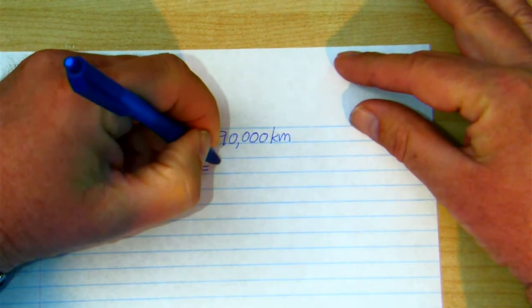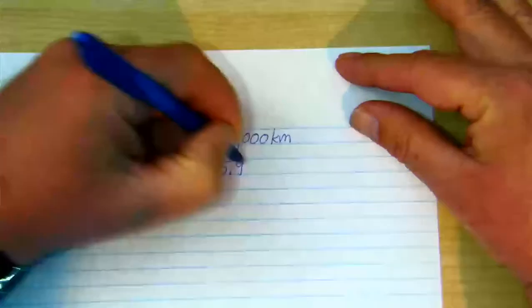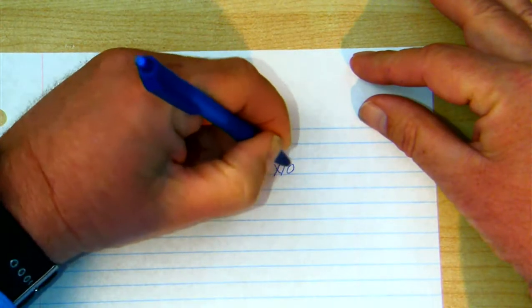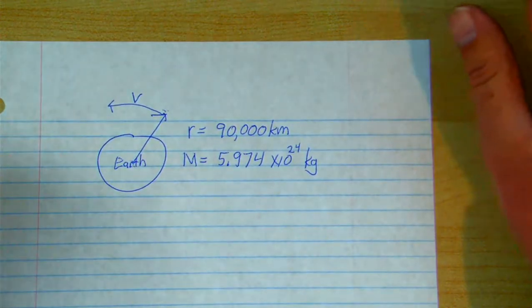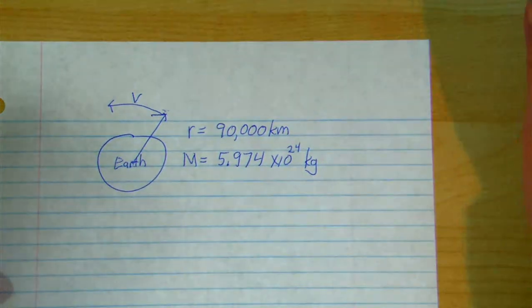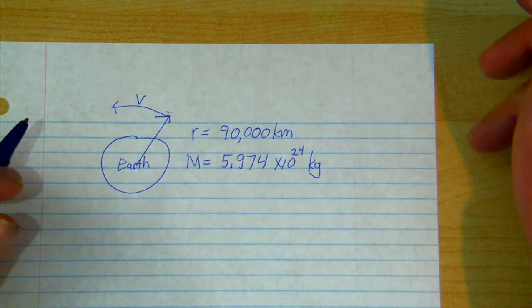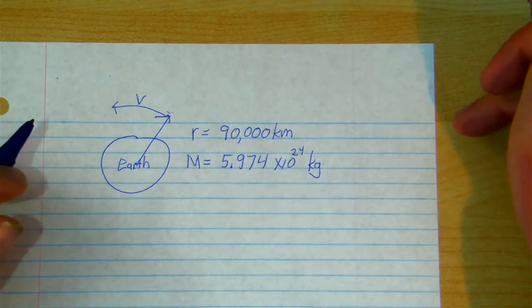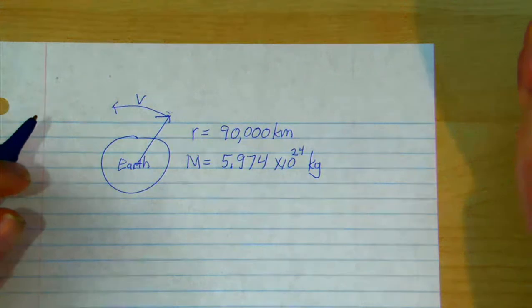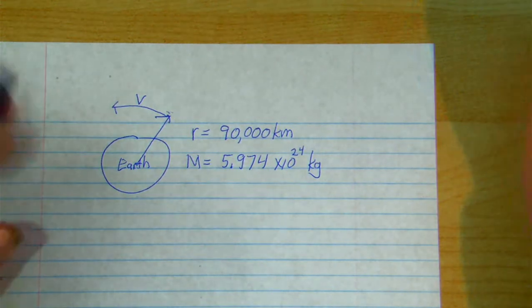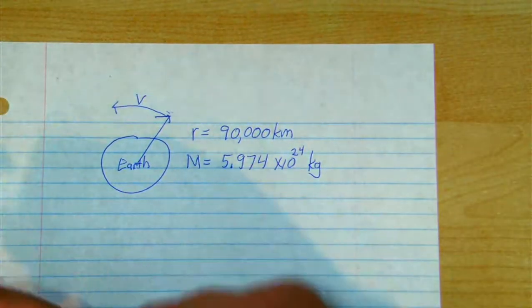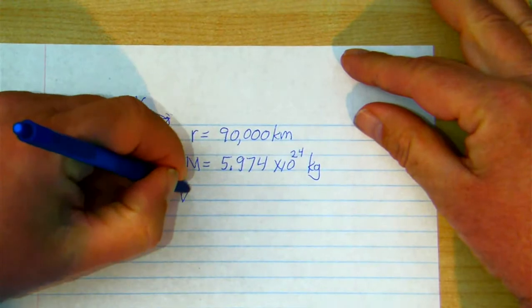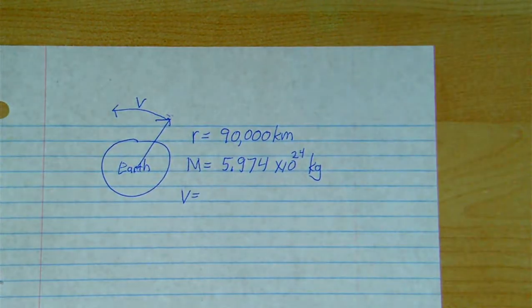And I'm going to tell you it's a value of 5.974 times 10 to the 24th power kilograms. If we were to add in the mass of the moon, this would be fairly close to 10 moles of kilograms. It'd be something like 6.03. All right. Calculate, please, what is the speed of this satellite allegedly orbiting the Earth at an orbital radius of 90,000 kilometers?